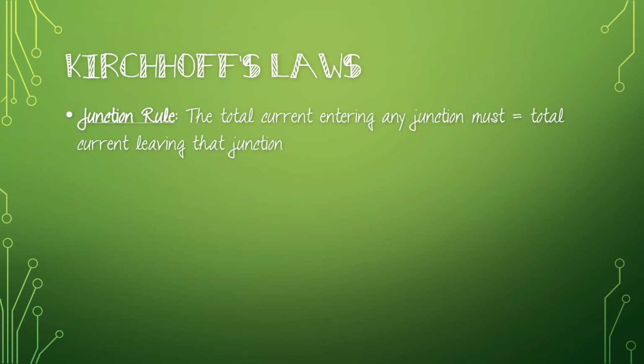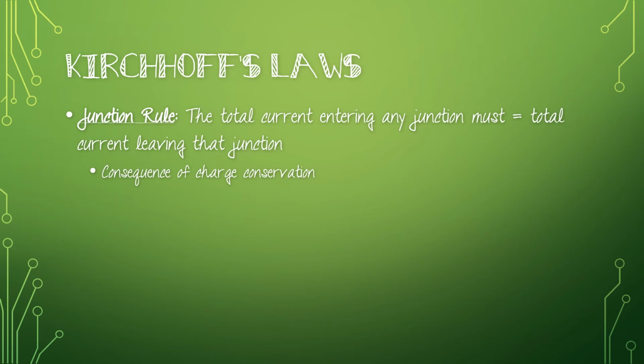These two laws are really fundamental, and you can use them to analyze any type of circuit, no matter what's in your circuit. We call them Kirchhoff's laws, but their names are rules. I'm not quite sure where that comes from. The first one, though, is called the junction rule. And that junction rule says that the total current entering any junction must equal the total current leaving that junction. And really, this is a consequence of conservation of charge. So to understand exactly what that means, we need to know what a junction is.